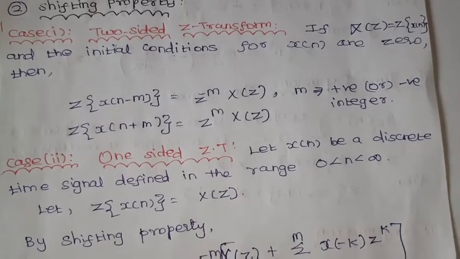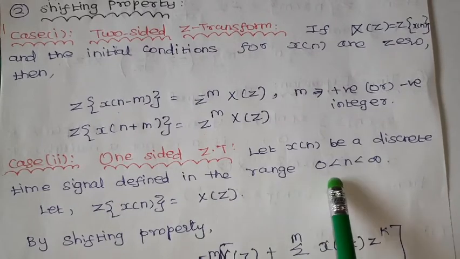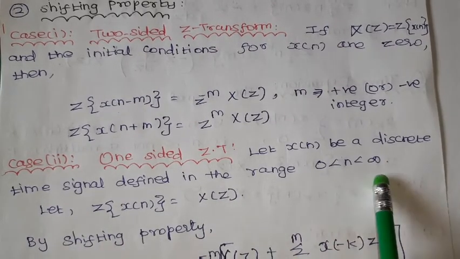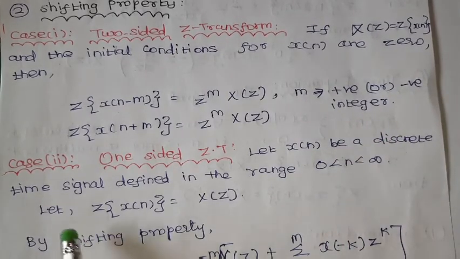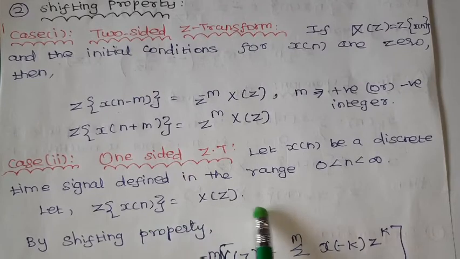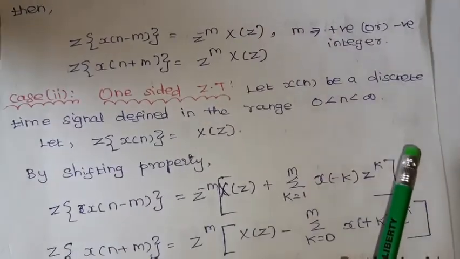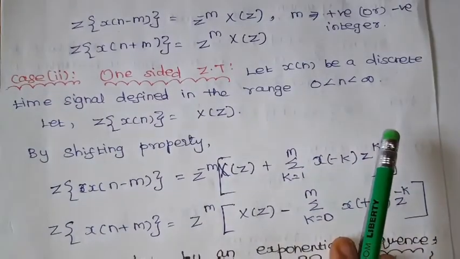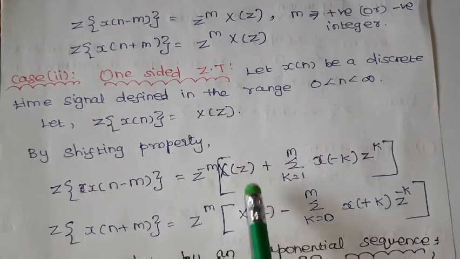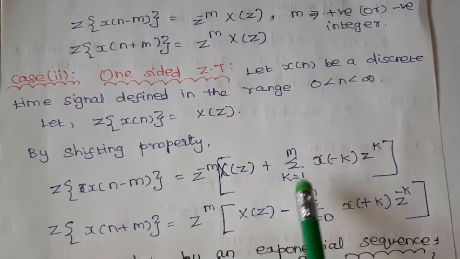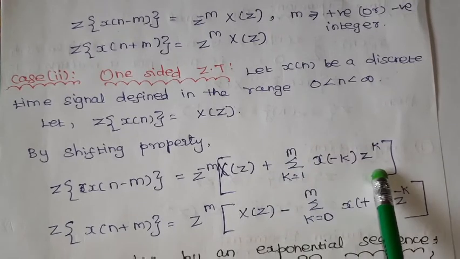What is case 2? Case 2 is for the one-sided transform. Let x of n be a discrete time signal defined in the range 0 to infinity, which is nothing but the one-sided transform. Let the Z transform of x of n be equal to X of z. By the shifting property, the Z transform of x of n minus m is equal to Z power minus m into X of z plus summation k equal to 1 to m of x of minus k Z power k.